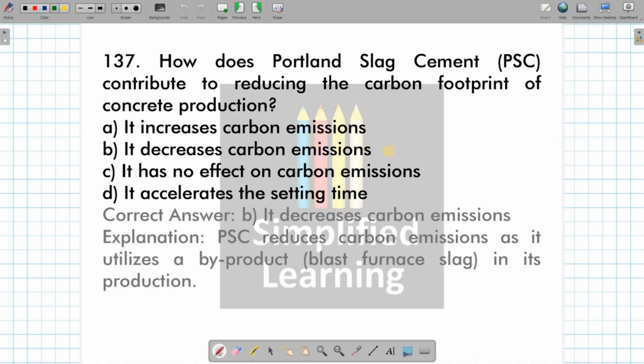Now, how does Portland slag cement, that is PSC, contribute to reducing carbon footprint of concrete production? Since it is using an industrial byproduct, which is blast furnace slag. Just like OPC mixed with fly ash was going to create PPC, in the same way Portland slag cement is going to use the industrial byproduct, which is blast furnace slag. That's why it is going to reduce the carbon footprint. Okay, the answer is B. It decreases the carbon emissions.